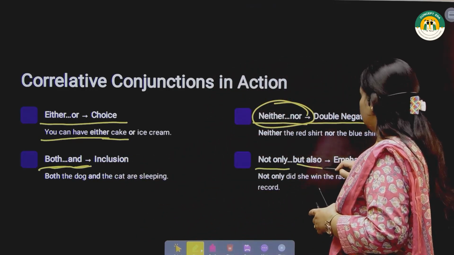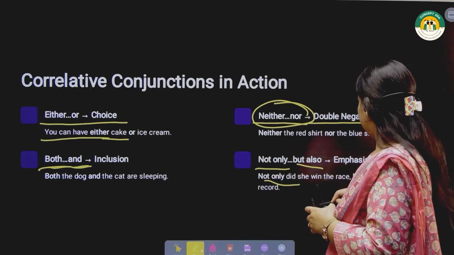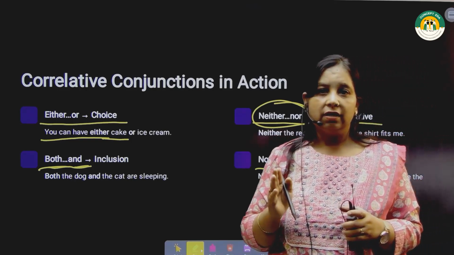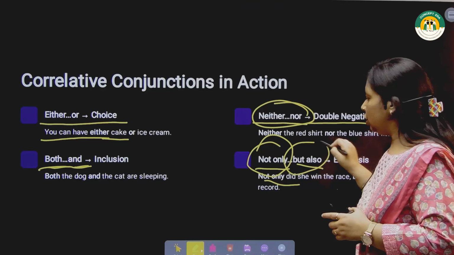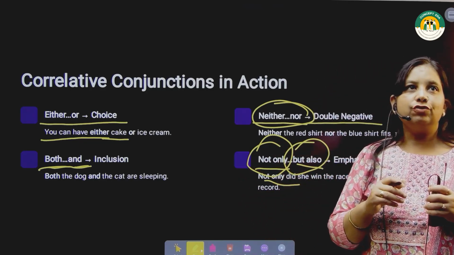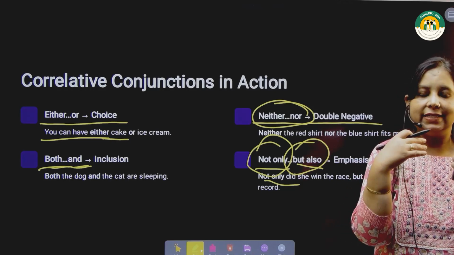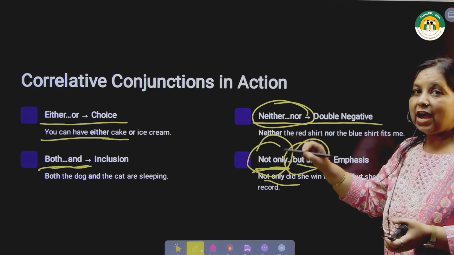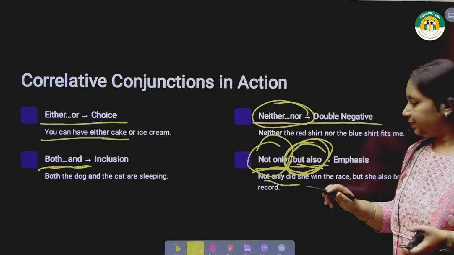Not only but also. Emphasis. Not only did she win the race, but she also broke the record. At what time are we using such conjunctions, not only and but also? Where we have to stress or emphasize something in a sentence. That time we use not only, and we have to join it with but also.